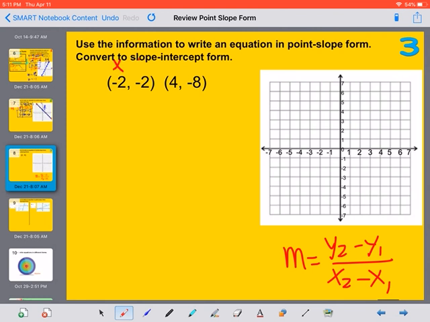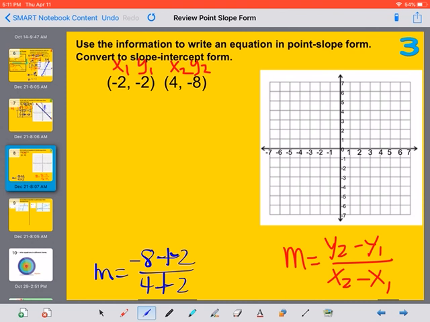So I'm going to label my points, xy first point, xy second point, and I'm going to plug them into my slope formula down here. y2 is negative 8 minus y1, which is negative 2. That makes a positive. And then x2 minus x1, 4 minus a negative 2, again making a positive.